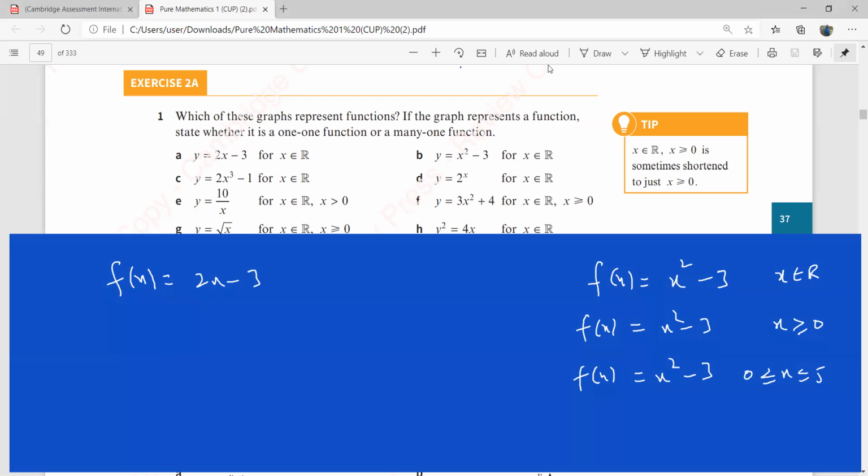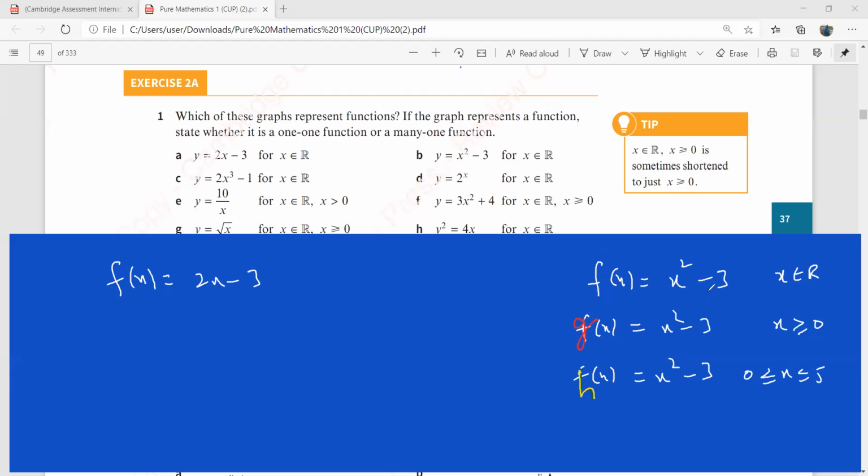Okay, no problem, I'll tell you. All these three functions contain x squared minus 3, but all three have a different domain. When there is a different domain, you will have to change the name. If this is f of x, this cannot be f of x. You might name this g of x, and the next one can be named h of x.